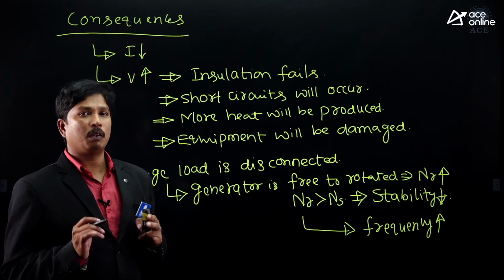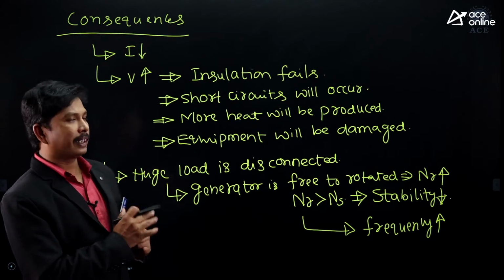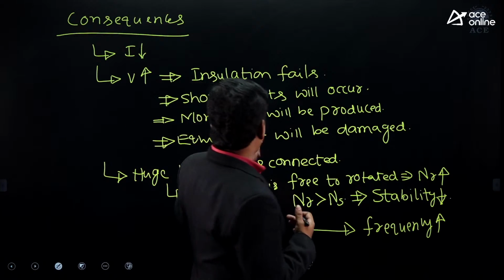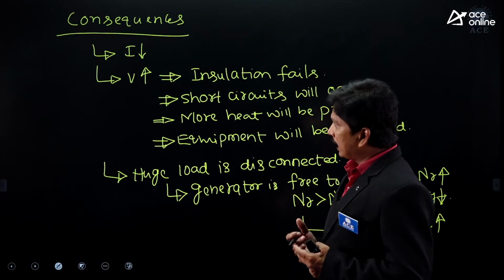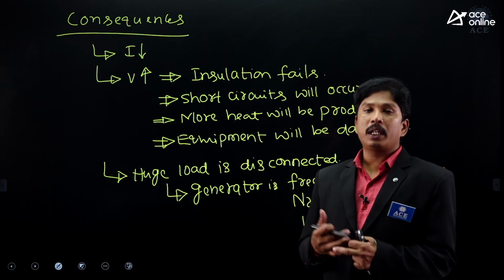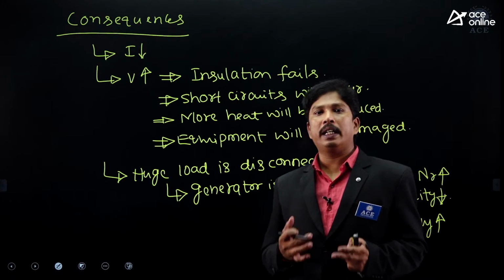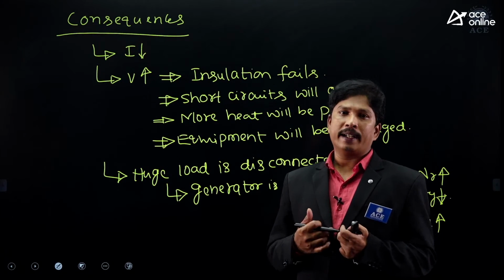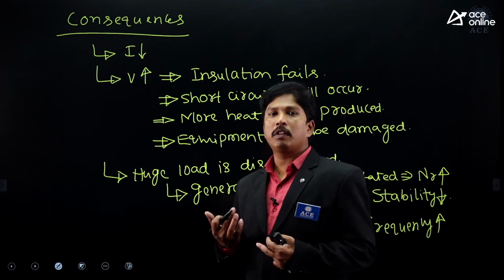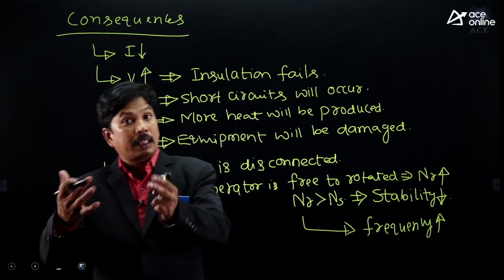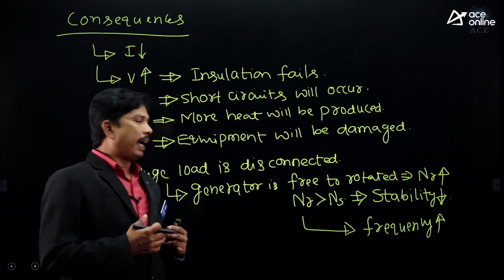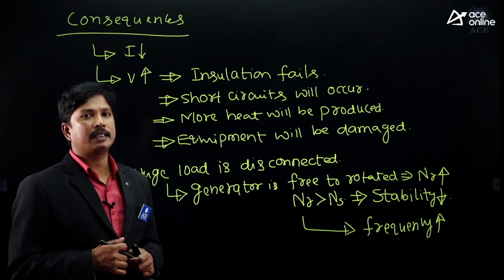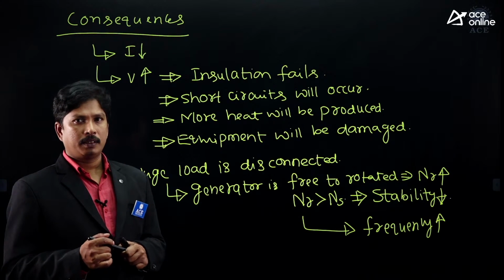So whenever you are having an open circuit fault, these are the consequences we can expect from that, right? What are they? The current will be decreasing, voltage will be increasing, insulation will fail. Whenever insulation fails, we are getting short circuit between the conductors, and because of that, more heat will be produced, and equipment will be damaged, and as huge load is disconnected, the stability of the system will be reduced and frequency of the system will be increased, right?